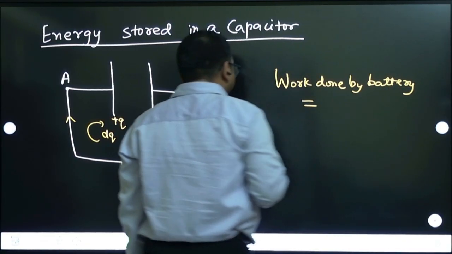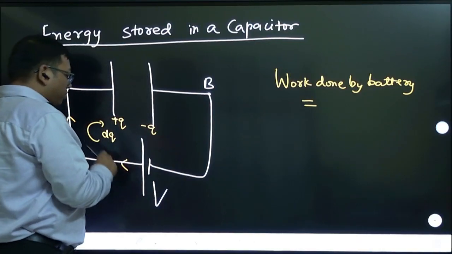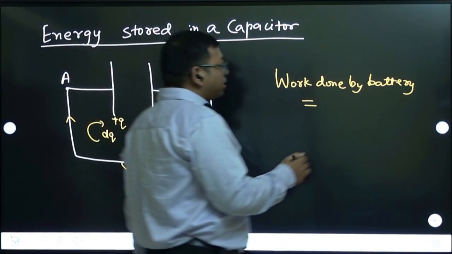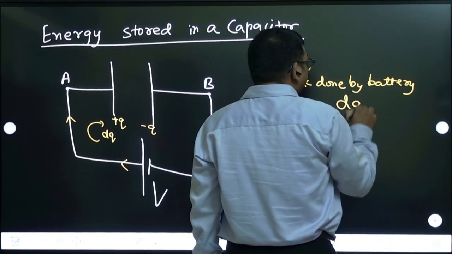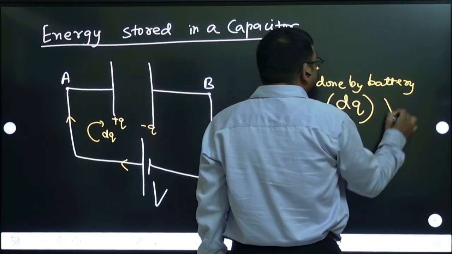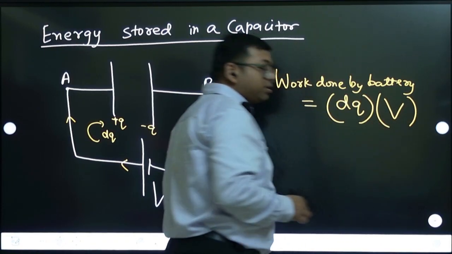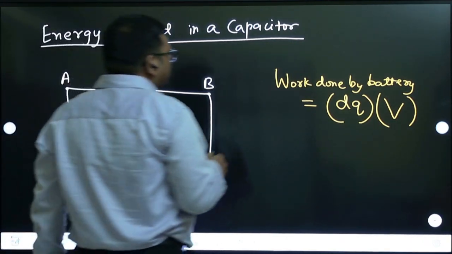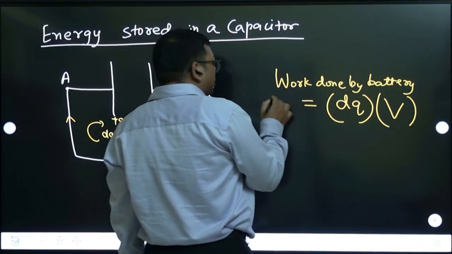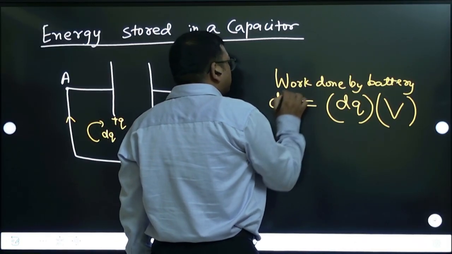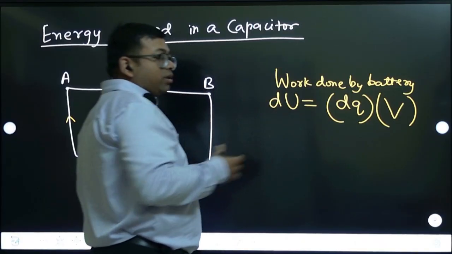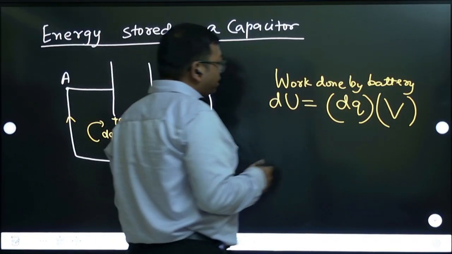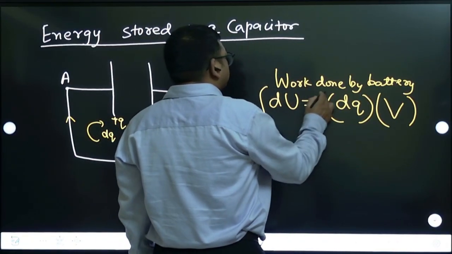Work done by the battery is supplying a charge of dq across a potential difference of V. So work done is charge dq into the potential difference V. Charge into potential difference, that is the work done, right? Now this work done, let us say, is the stored energy dU. The work done by the battery is stored as potential energy. Right? So we can integrate this.